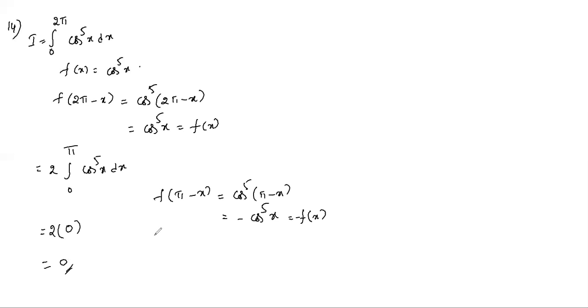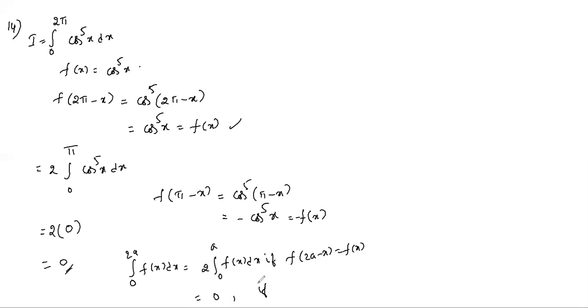We have this property: integral 0 to 2a f of x dx equals 2 times integral 0 to a f of x dx, if f of 2a minus x is f of x. This is the first property. Similarly, 0 if f of 2a minus x is minus f of x. This is the second one. So the answer is 0.